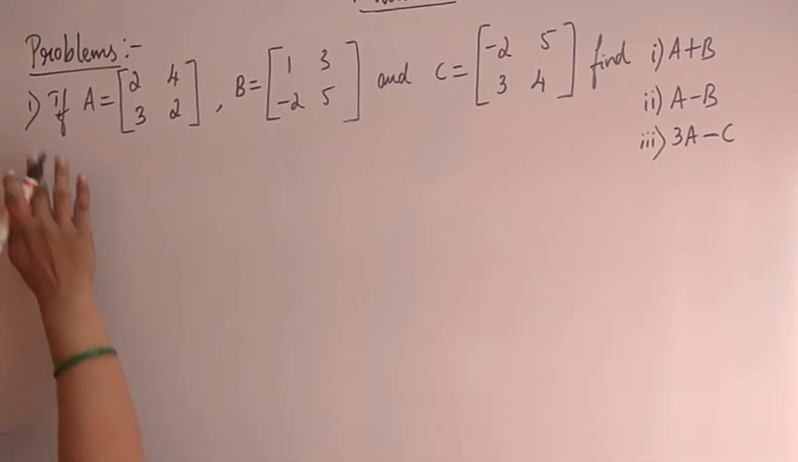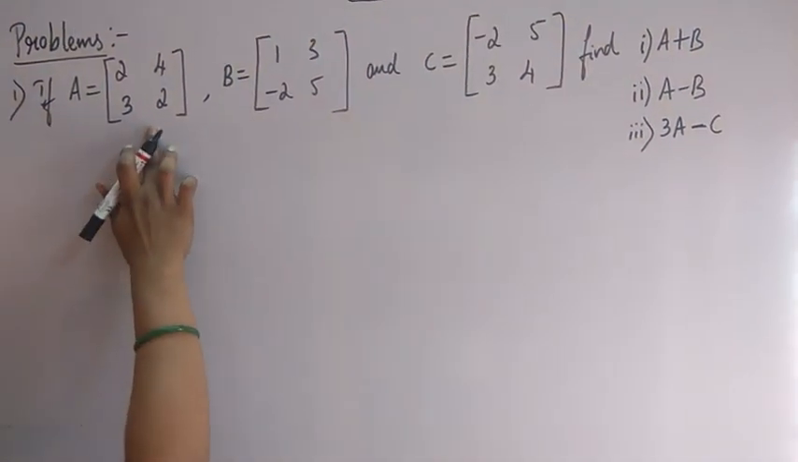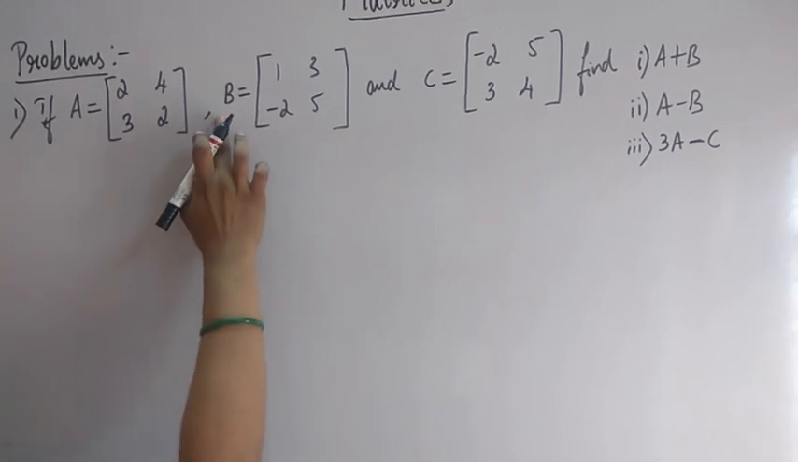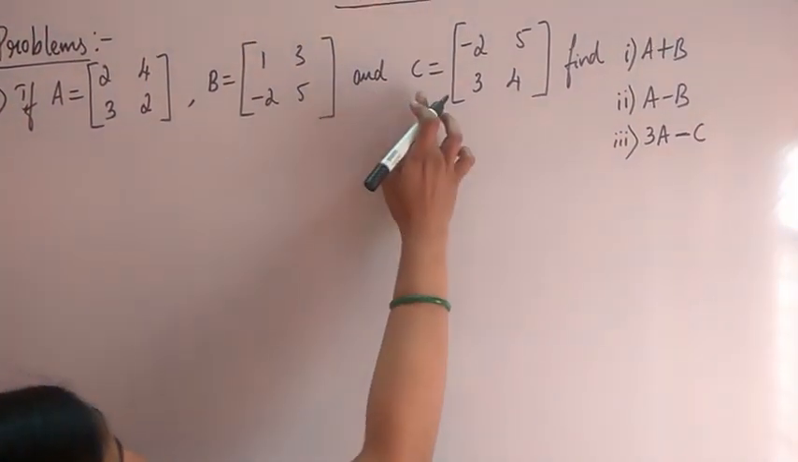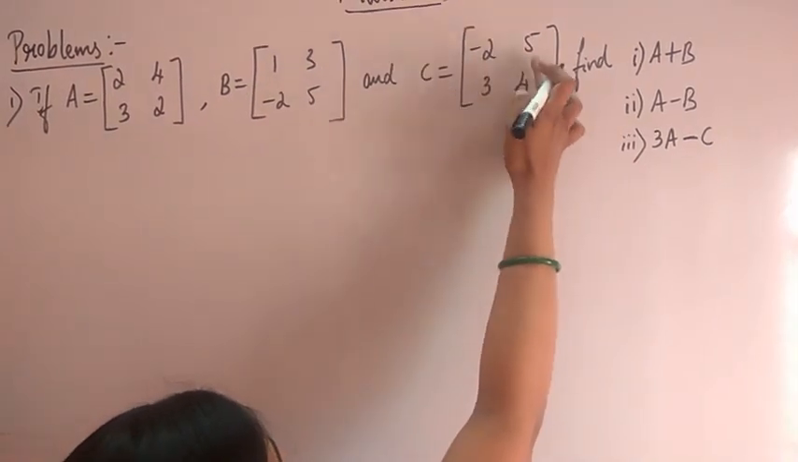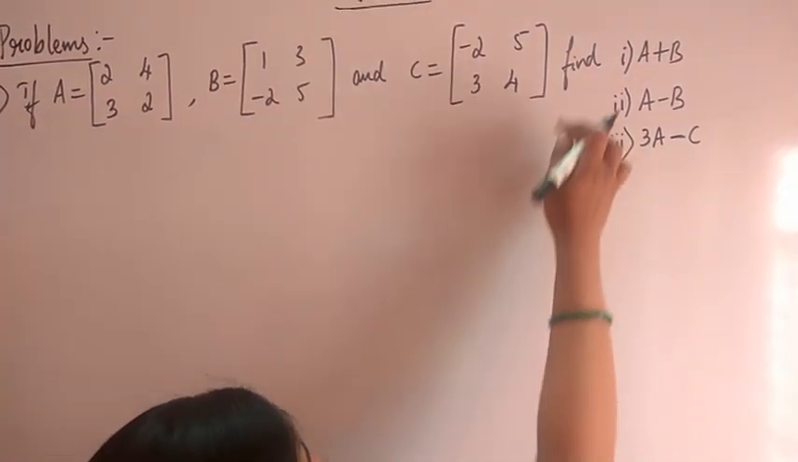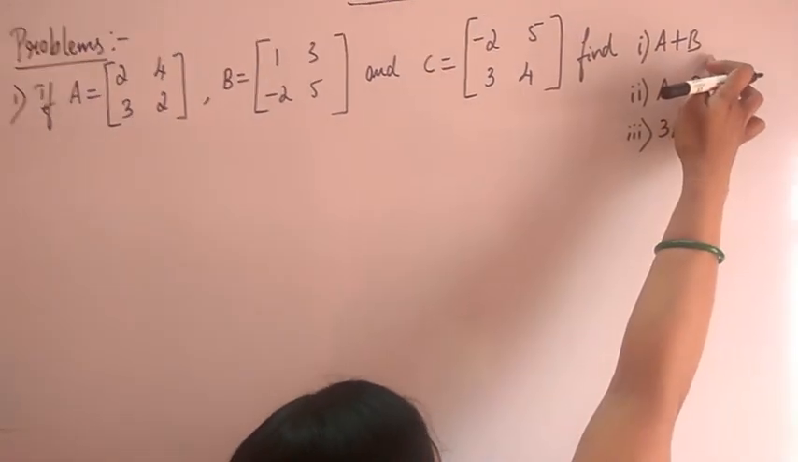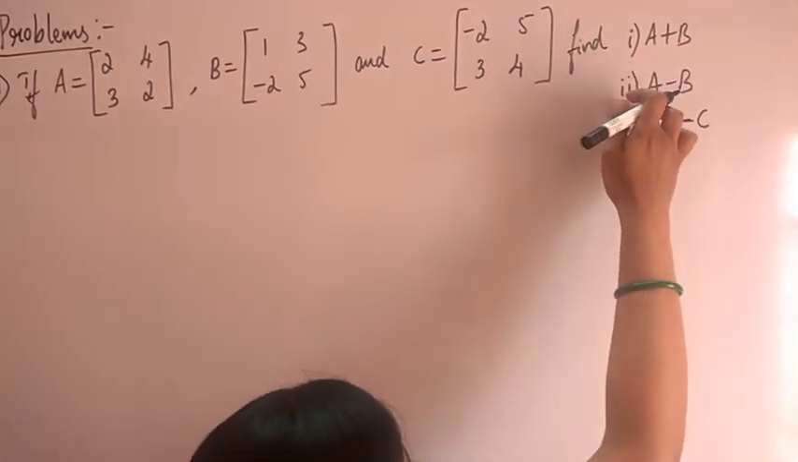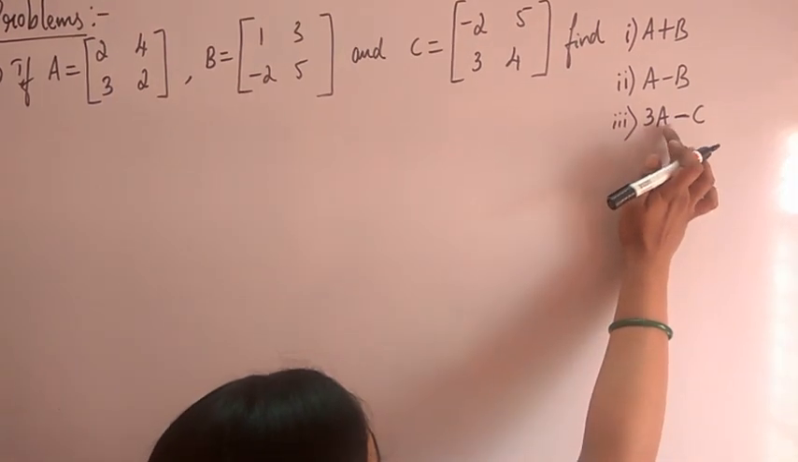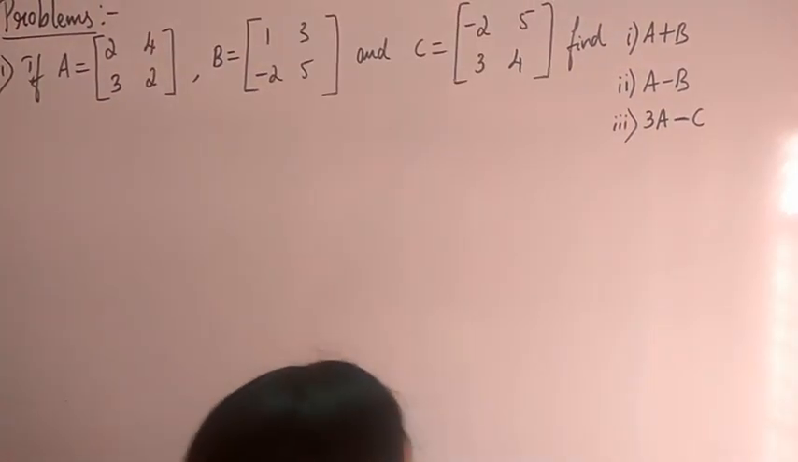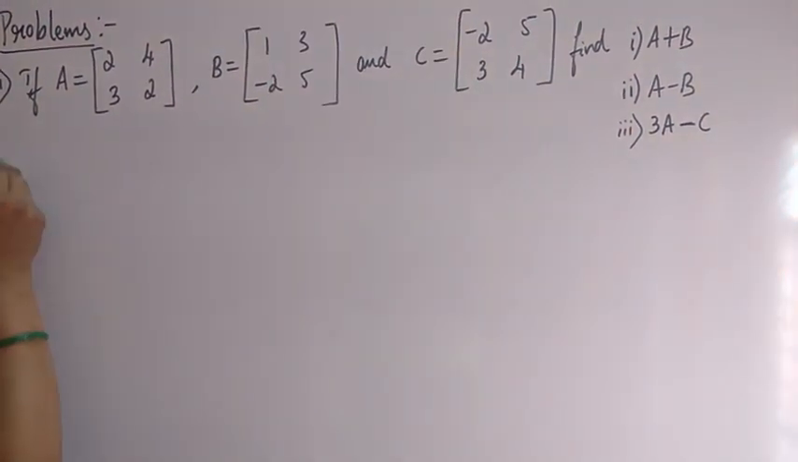Here, matrix A is 2 4 3 2, matrix B is 1 3 minus 2 5, and matrix C is minus 2 5 3 4. Find A plus B, that means addition. The second one, A minus B, subtraction. The third one, 3A minus C. Let us find the first one now.